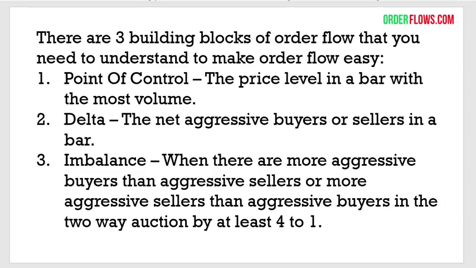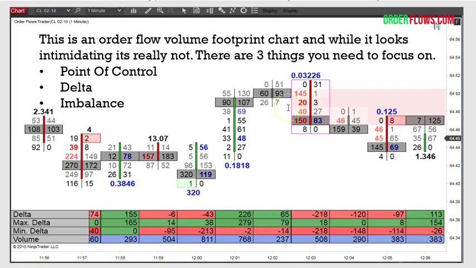Delta is the net difference between aggressive buyers and aggressive sellers in a bar. So remember, markets are two-way auctions. So for example, here in the middle, you've got the bid side. This is all the volume traded on the bid. On the offer side, this is all the volume traded on the offer. Right? You add those two numbers up. If it's positive, you have positive delta, so you have net aggressive buyers. If it's negative, like this bar here, minus 43, you had more aggressive sellers in the bar.